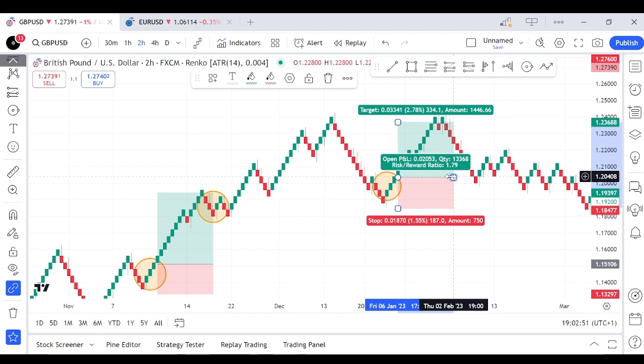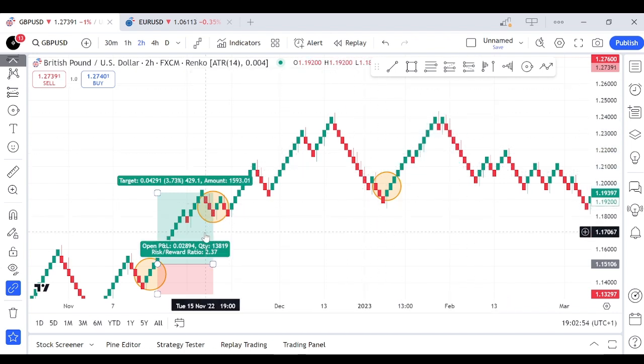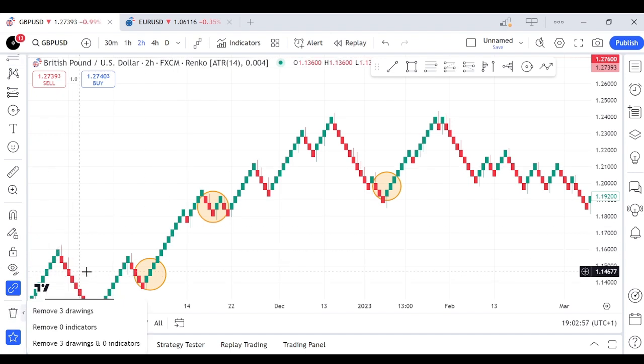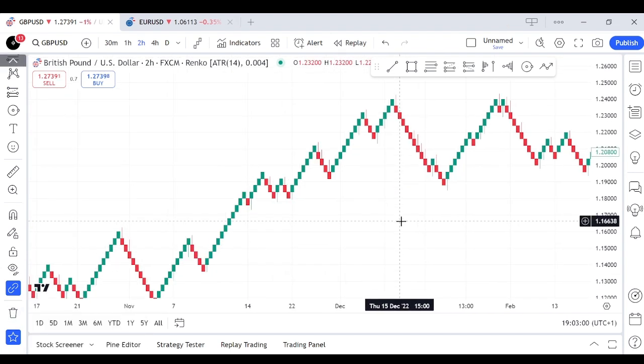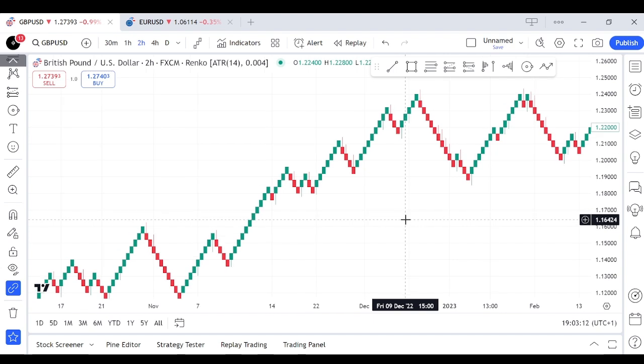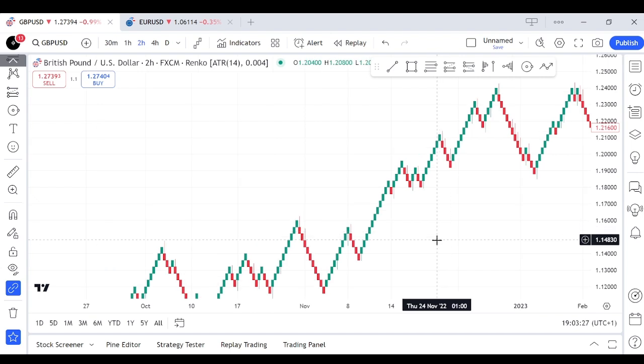The next on my list is the breakout strategy. I'm just going to delete all these on my charts. The breakout strategy is another powerful approach when using Renko charts. This method aims to capitalize on significant price movements that break through established support or resistance levels. In Renko charts, support and resistance levels are often clearly defined due to the uniform brick size. So you look for areas where price has repeatedly reversed, forming a horizontal line of bricks. These areas represent potential breakout zones.